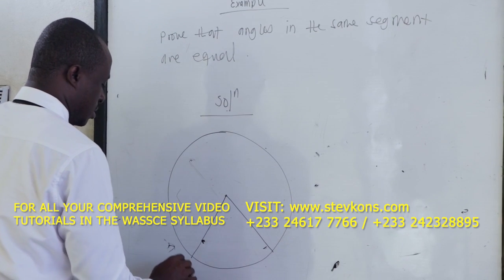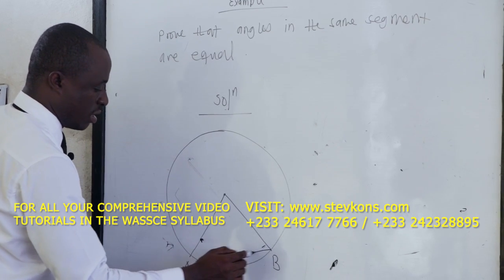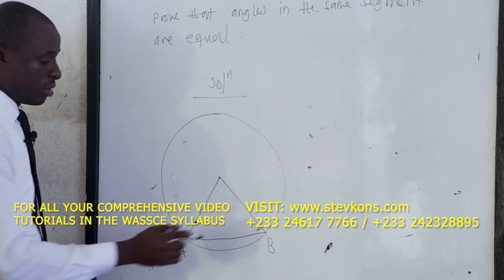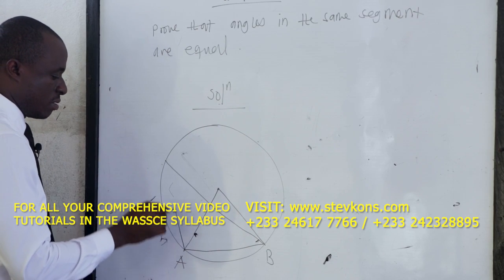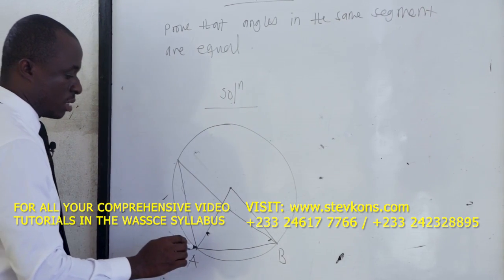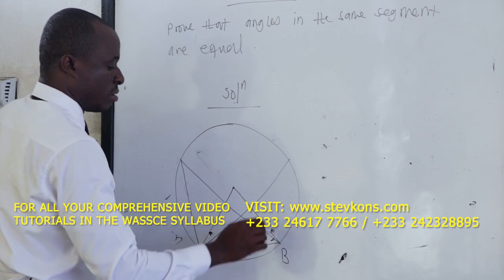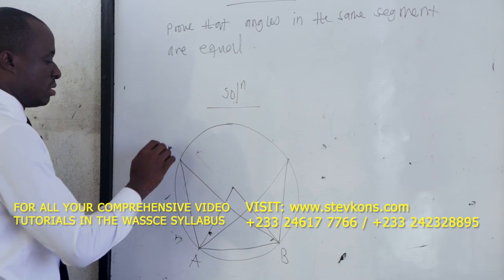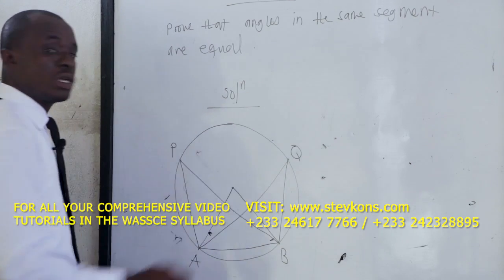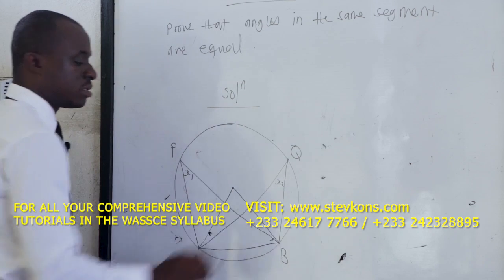So let's say that this is A, B. Now this chord, so you have a chord here, A, B. Chord A, B is subtending an angle over here. And then this one too is subtending an angle over here. Now let's say this is P and this is also Q. Let's call this X1, let's call this X2.